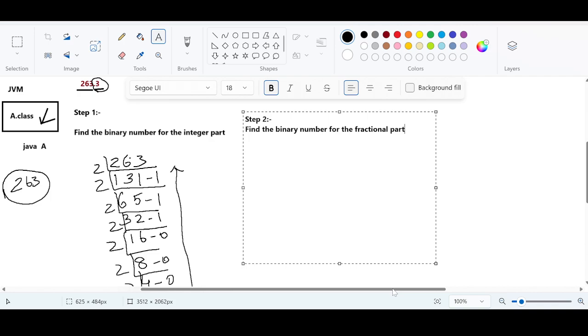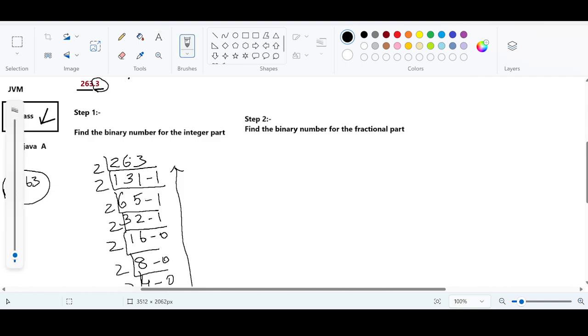If it is an integer part, you keep dividing it by 2. But when it comes to the fractional part, you multiply it by 2. That is the only difference, because you are trying to find it for the fractional part. Fractional means multiplied by 2. Integer means divided by 2. Fractional means keep multiplying it by 2.